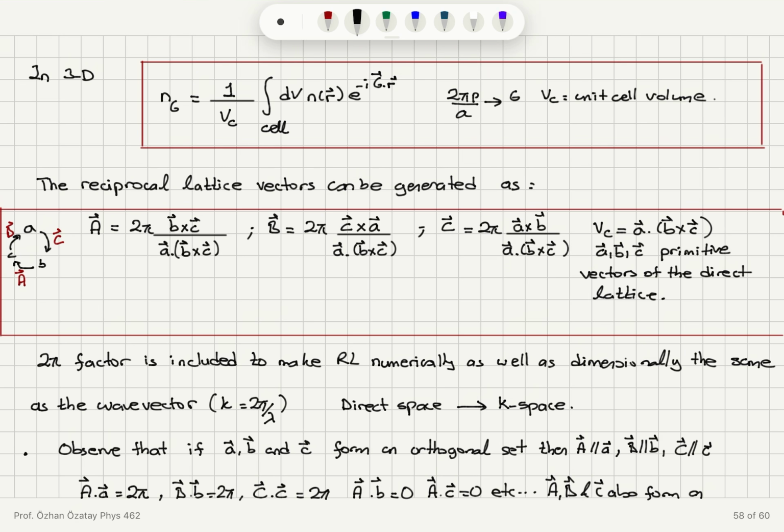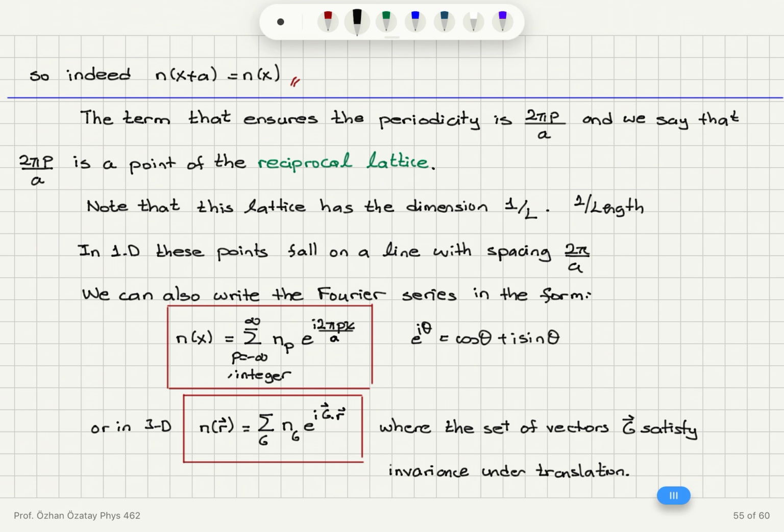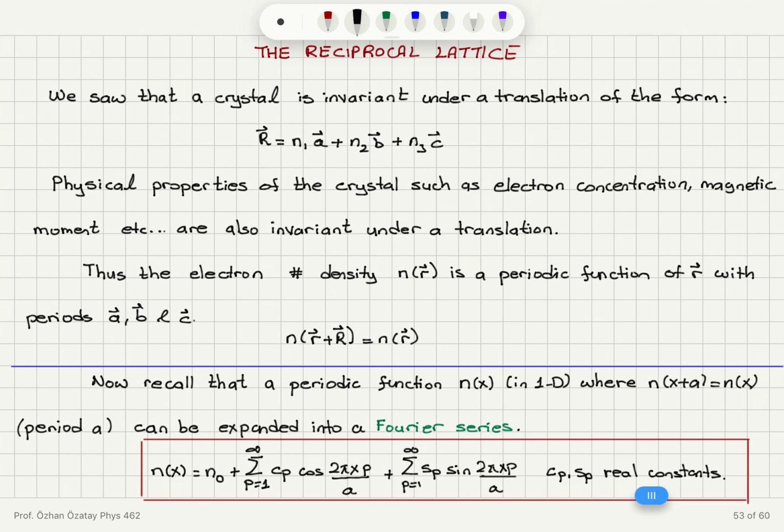So the Fourier coefficients are obtained by the inverse Fourier transform: 1 over the period, integral over 1 period dV n of r e to the minus i G dot r, and in the specific case of 1 dimension, we have these reciprocal lattice points that are separated by 2 pi over a. So we have seen some properties of this Fourier transform.